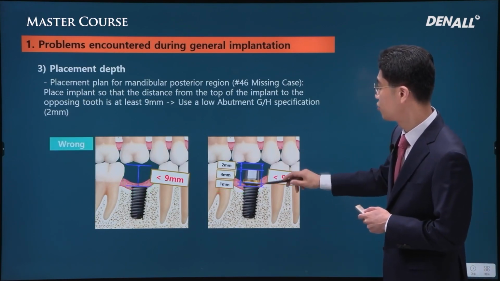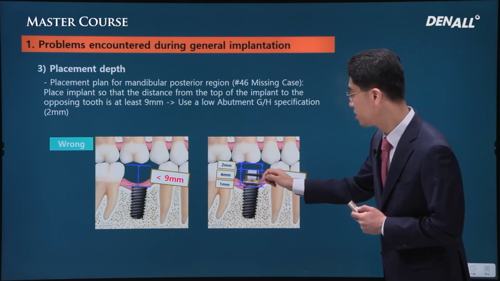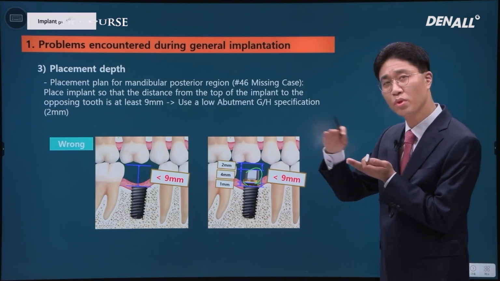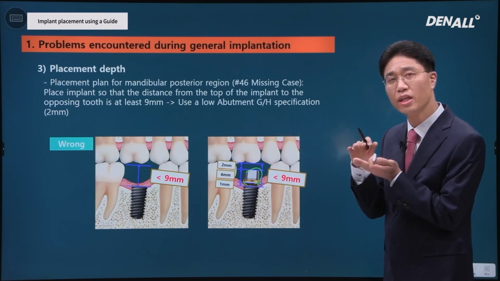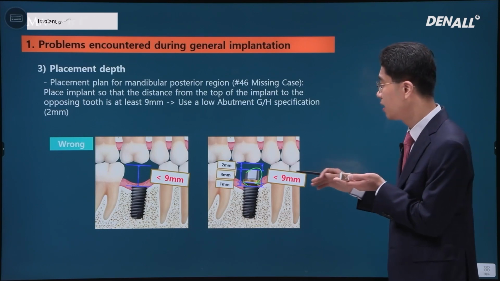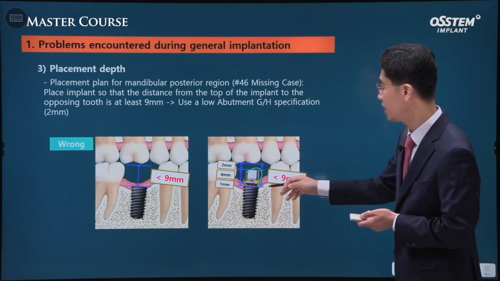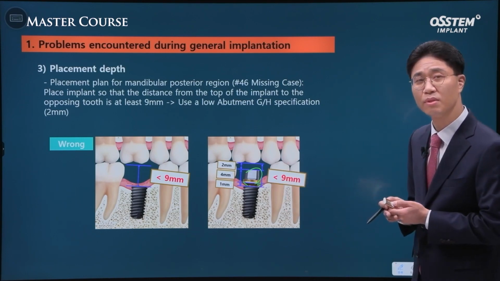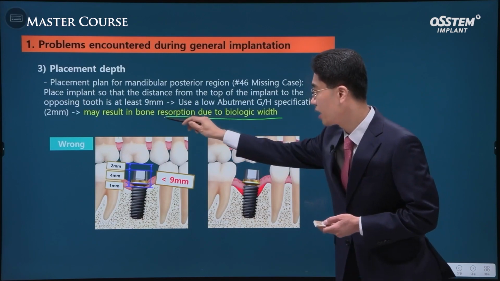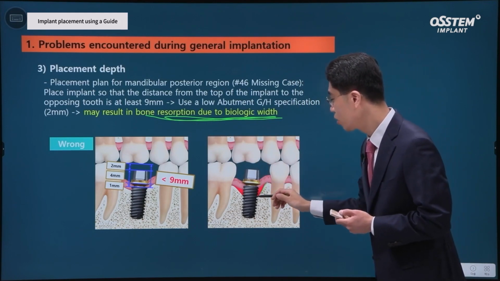If there's lack of clearance with the antagonist, as shown here, there are different gingival height options available. Therefore, you can use one that is smaller. You can get prosthesis and complete the case. But in the case where the clearance is insufficient, if you place the implant shallow as shown here, with time, it will invade the biologic width, leading to additional bone resorption. If biologic width is not respected, it can lead to bone resorption.